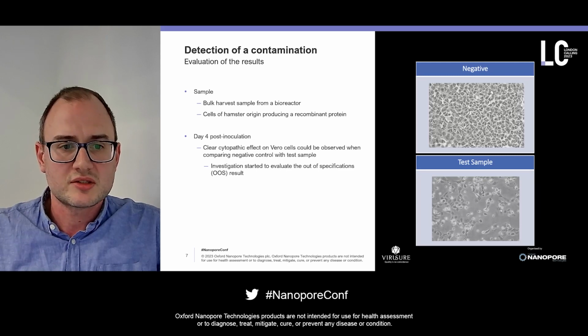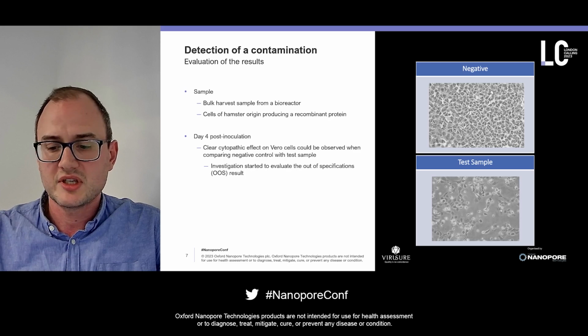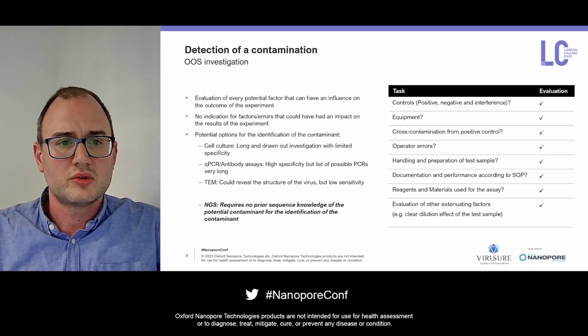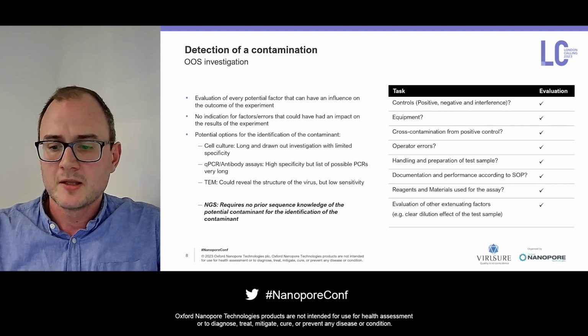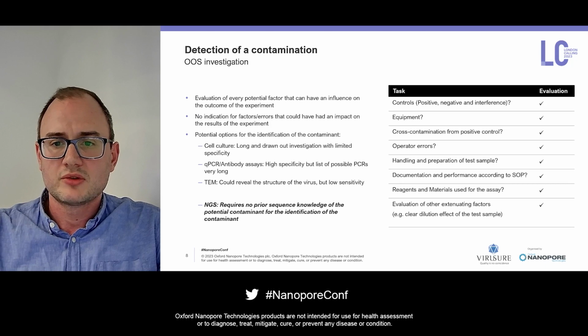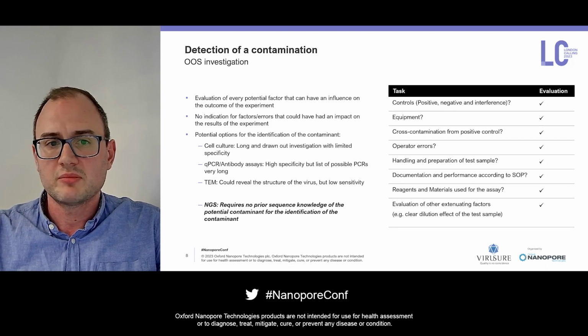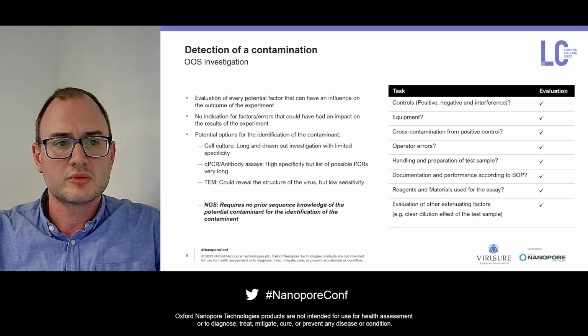In such a case, as our product should always be clear of viruses, we have to perform an out of specification or OOS investigation to evaluate every potential factor that can have an influence on the outcome of the experiment. This includes check of the controls, equipment, possible cross-contamination from positive controls, operator errors during the handling and preparation of the test sample, and many more. After this investigation, there was no indication of errors from our side that could have an impact on the results in a way that this turned out to be a false positive.